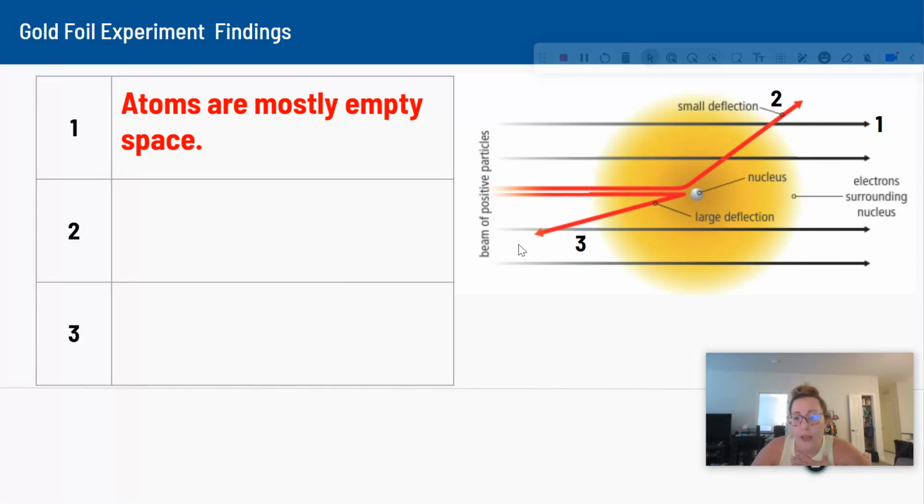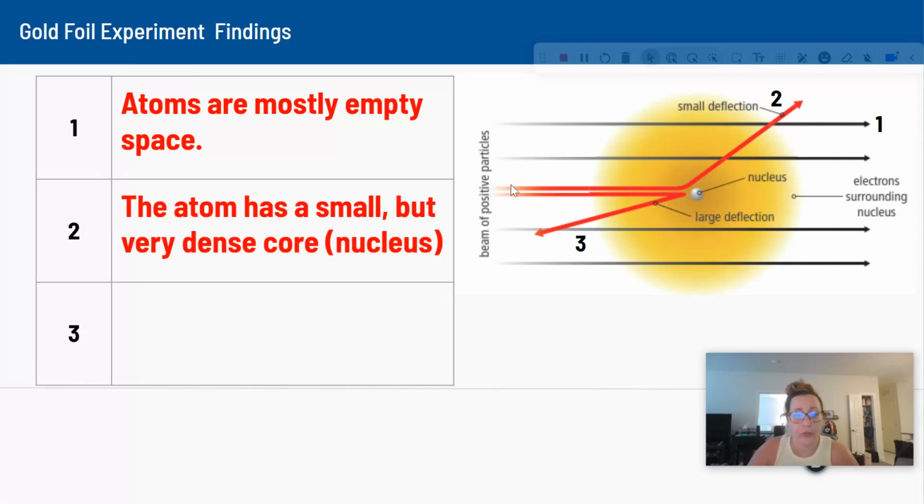So the first one, which is actually what most alpha particles did, is they just went straight through. So all of these black arrows you see in this picture just went straight through the gold foil, which means that most of the atom is actually empty space. If it were to hit something, it couldn't just go straight through. So that was finding number one.